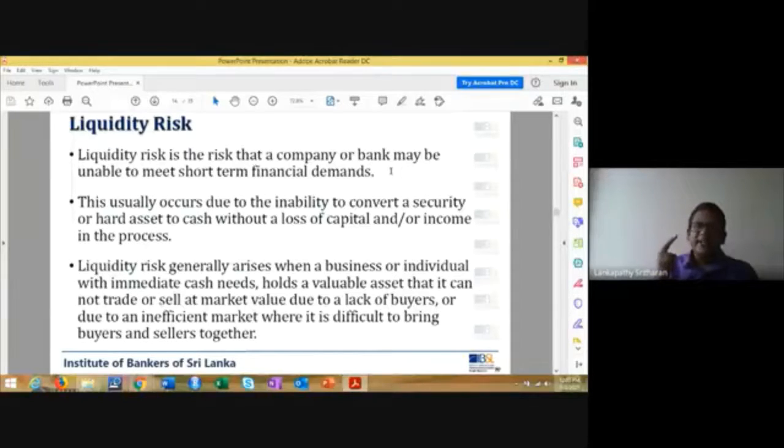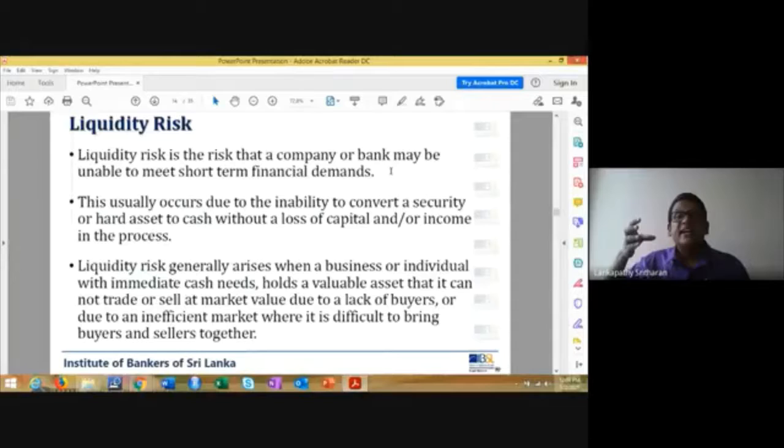I mentioned that credit risk could arise in two circumstances: one is default risk, the other is concentration risk. Likewise, liquidity risk also has two types. One is institution-based liquidity risk, and the other category is market-wide liquidity risk.